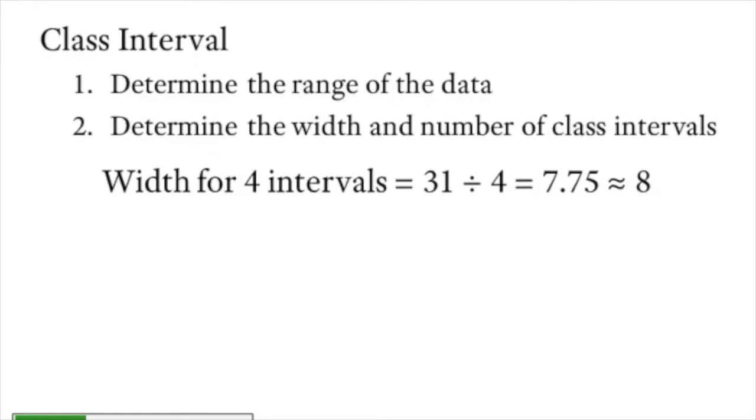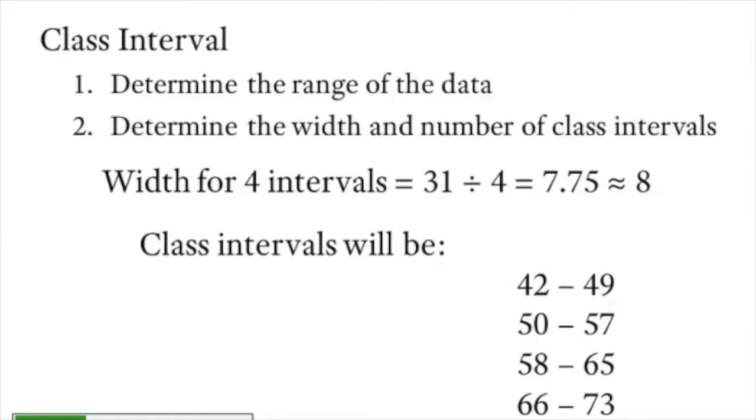Now, to determine the width of our class intervals, we need to first know how many intervals we want. In our example here, we want 4 class intervals. So the width will be our range divided by the total number of intervals that we wish to have. So we divide 31 by 4 to arrive at 7.75, which will round up to 8. Starting at our lowest number, we then get 42 to 49 for our first class interval, 50 to 57 for our second class interval, 58 to 65 for our third class interval, and 66 to 73 for our fourth class interval.